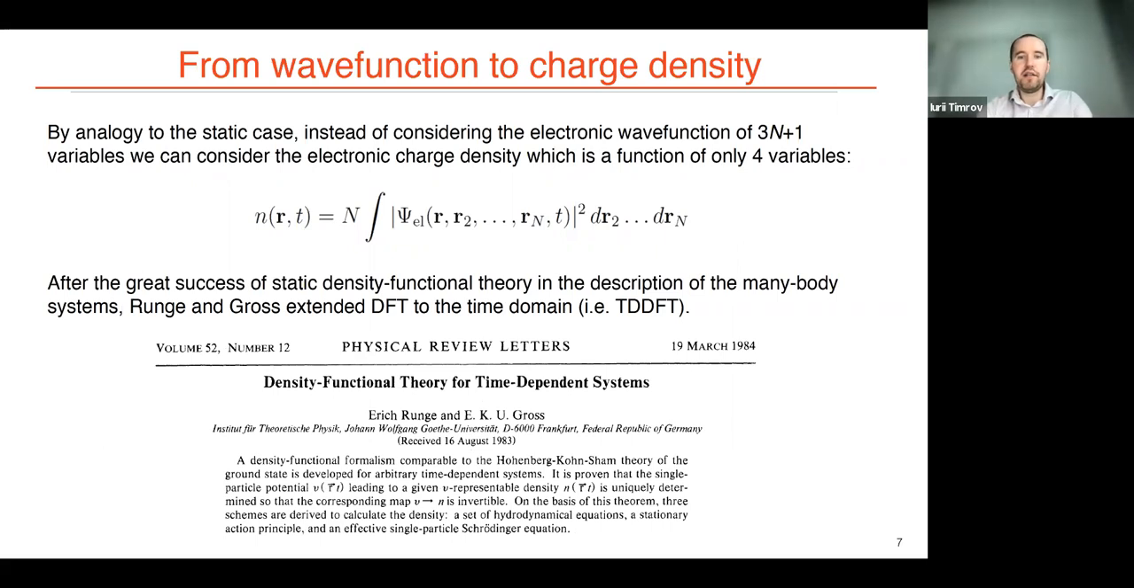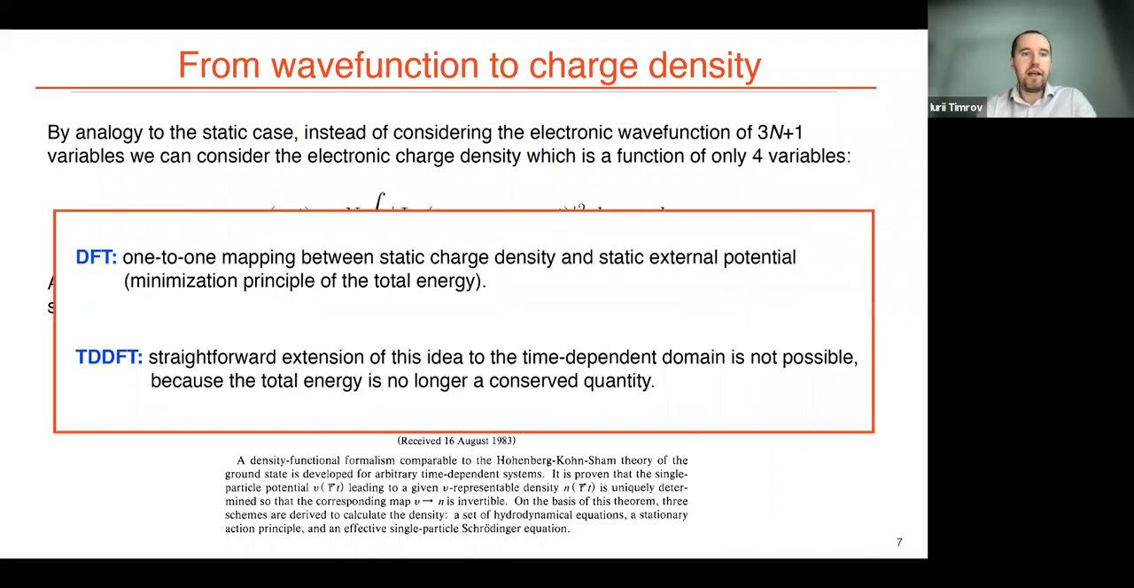And in 1984, there was this breakthrough paper in Physical Review Letters by Runge and Gross entitled "Density Functional Theory for Time-Dependent Systems." So this is when TDDFT was introduced. Again, just to make an analogy with DFT, as you remember from last week, in DFT, we discussed one-to-one mapping between static charge density and static external potential using the minimization principle of the total energy.